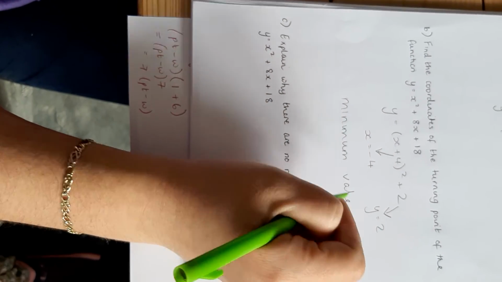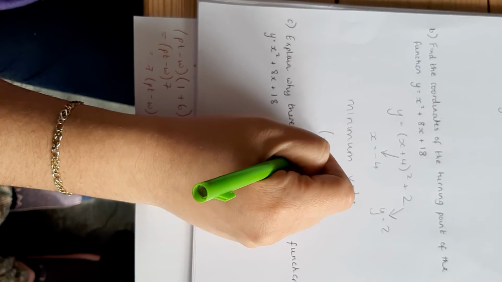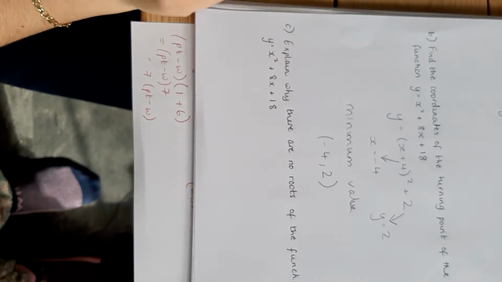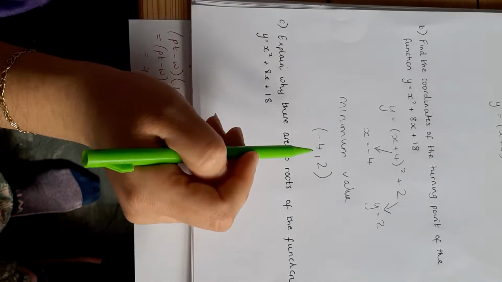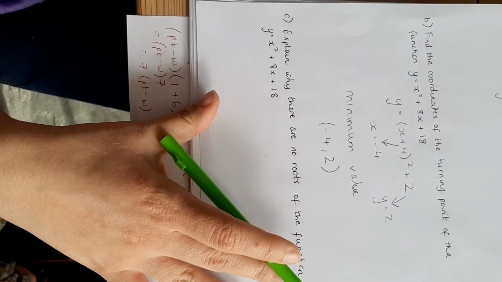value. And your coordinate would be minus 4, 2. And that is just using this completed the square form. So we've got our turning point here, minus 4, 2.